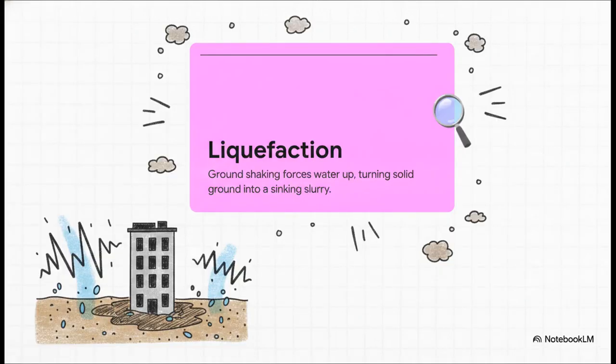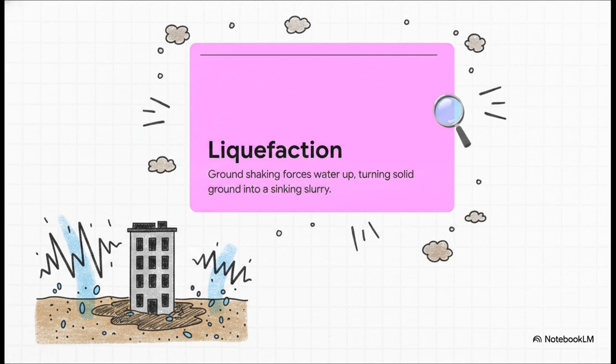I actually want to pause on liquefaction for a second because it is such a wild, vivid process. Imagine a container filled with wet sand. If you shake it violently, the water gets forced up right between the sand particles. Suddenly, the friction holding the sand together is completely lost, and that solid ground temporarily behaves just like a liquid.